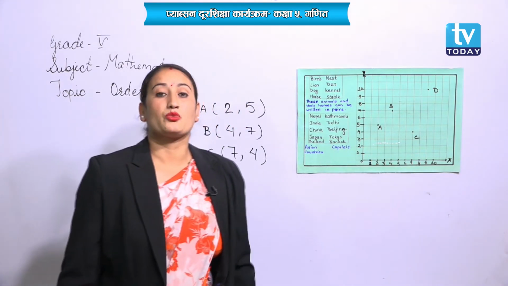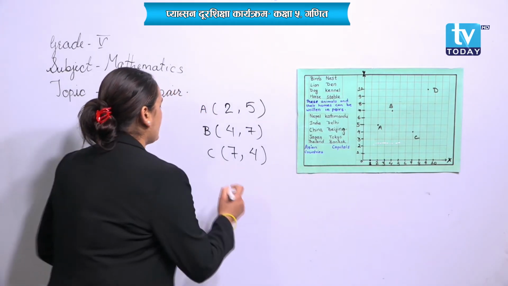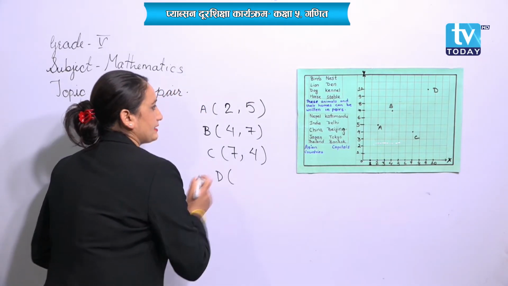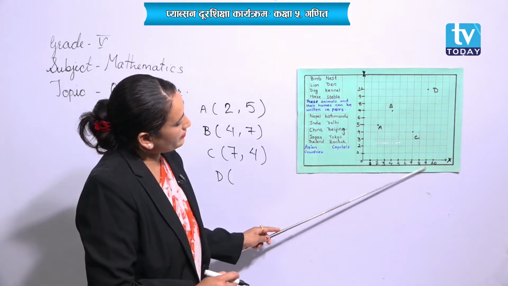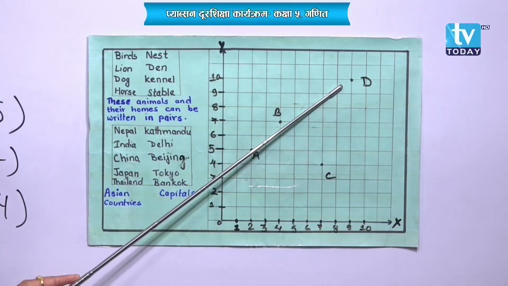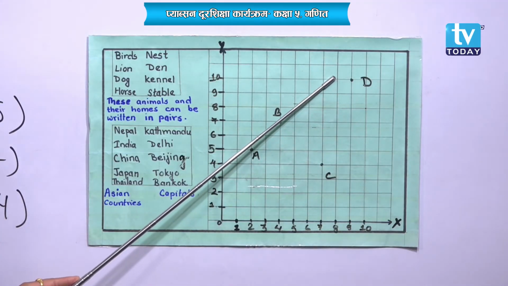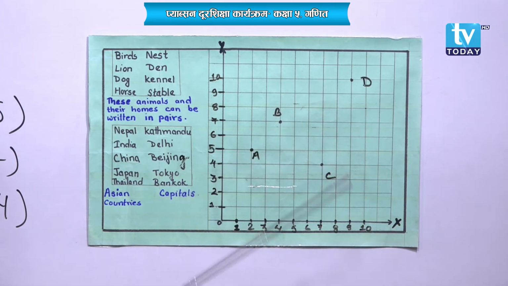Same like this. What is the ordered pair of D? Now tell me, student. The ordered pair of D is, have a look over here, D from 9. Let's see, 9 is going up. While you look upside, at the place of 10, that D is located, right?